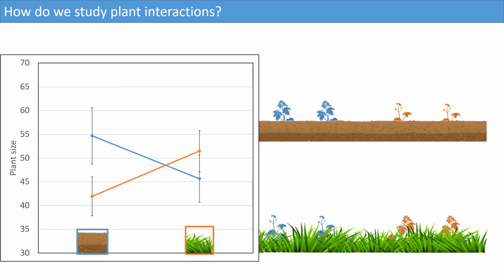And you can see that the blue population, the one that has grown without competition, performs much better than the orange one when they're both growing in an environment that is lacking all other plant species. And the inverse is true when both of these populations are grown in an environment with competition.